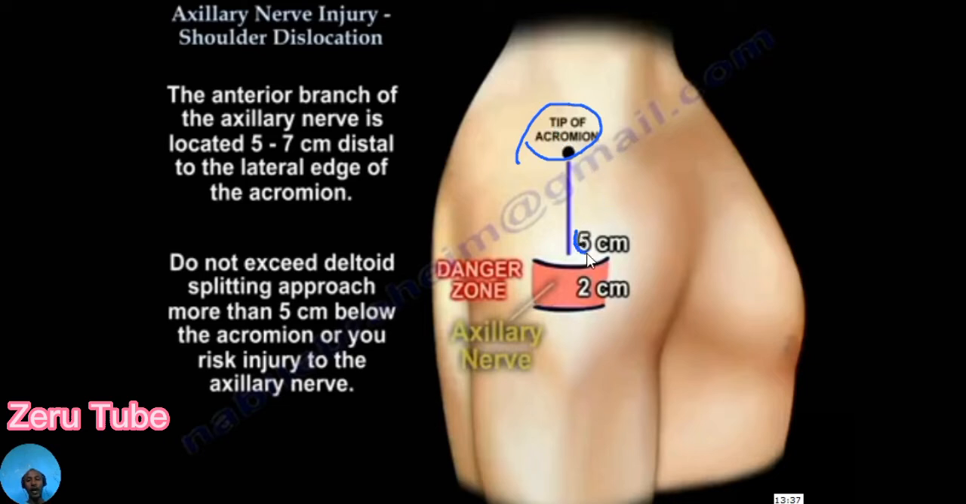From the tip of the acromion, 5 centimeters below the tip of the acromion, you can find the site where the axillary nerve and posterior circumflex humeral artery pass. Then 2 centimeters more, that means around 7 centimeters from the acromion point of the scapula, is the site of the axillary nerve. This site is the danger zone.